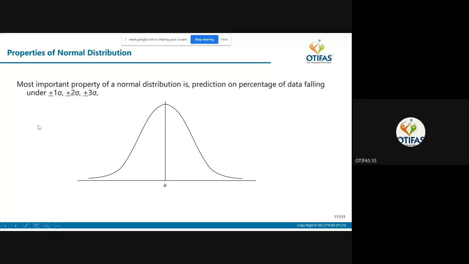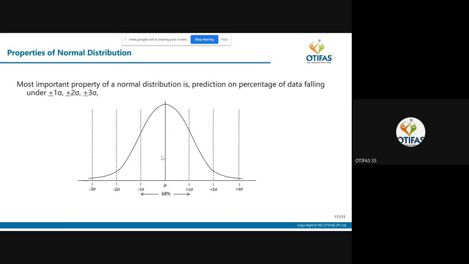Now there is another important property. Suppose you know that the population is distributed with a certain mean and standard deviation. If you have a distribution like this, you have a mean and a standard deviation called sigma. So you can classify this into mean plus 1 sigma, mean plus 2 sigma, mean plus 3 sigma, and similarly mean minus 1 sigma, mean minus 2 sigma, mean minus 3 sigma. For mean plus or minus 1 sigma, the area under this curve is 68%. That means if you know the mean and standard deviation, you know that 68% of the product or process falls between this range of values.